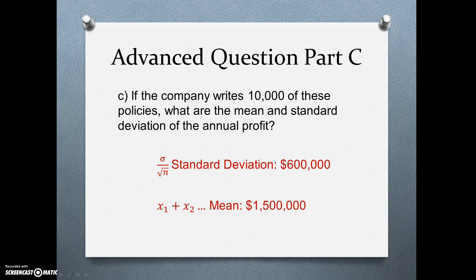Part C. If the company writes 10,000 of these policies, what are the mean and standard deviation of the annual profit? For this, I did almost the same thing, but just changed the number. So I did use the standard deviation formula, and I got $600,000 for standard deviation, and the mean was $1,500,000. I did X1 plus X2 plus X3, and so on.